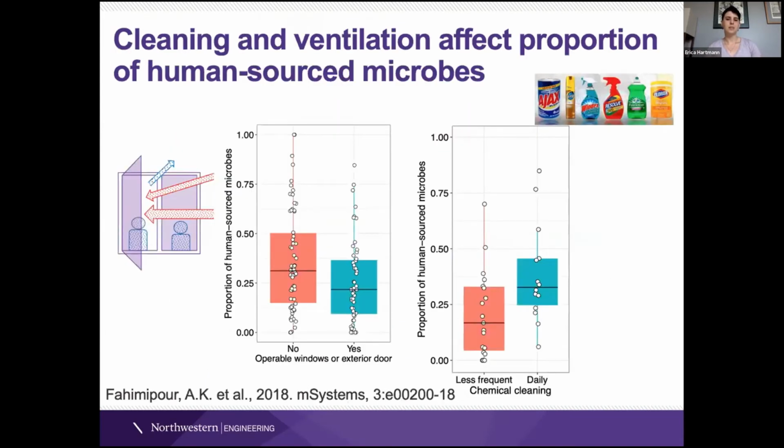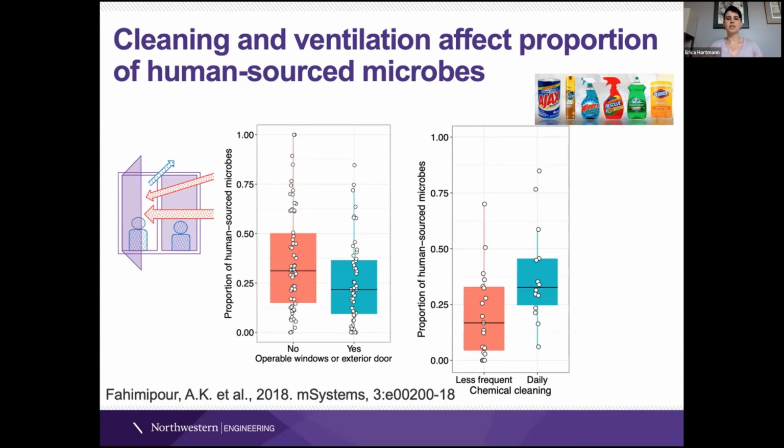So one thing that we found in that previous study I mentioned about dust is that different samples had different proportions of human-sourced microbes. Within the built environment, if you have different ventilation strategies or different occupancy behaviors, you can see more or less human-associated microbes compared to environmental or other sources. We looked at the presence of operable windows or exterior doors, so a direct sort of inlet for outdoor air. Where there were no operable windows or exterior doors, there was a slightly higher proportion of human-sourced microbes. So we're sort of enriching for the human-associated microbes around us.